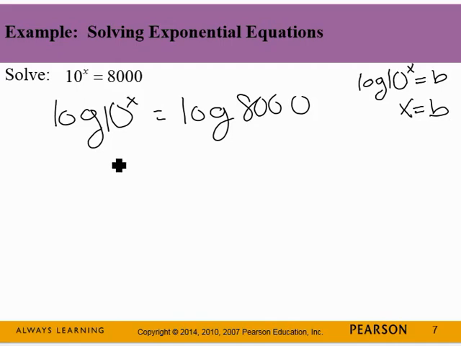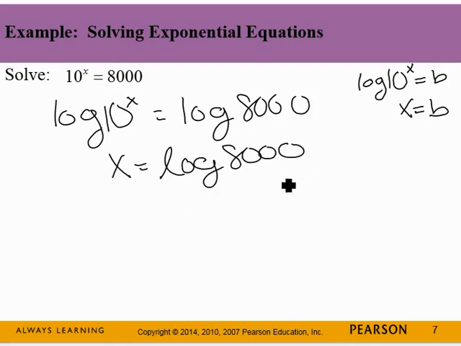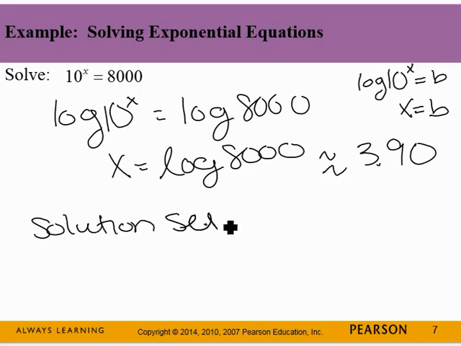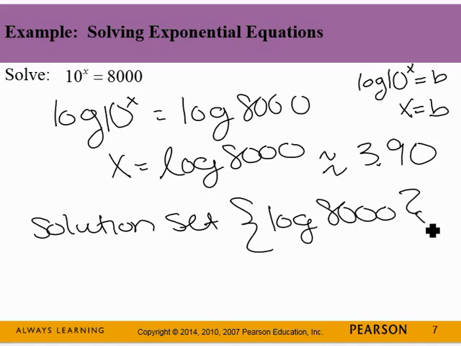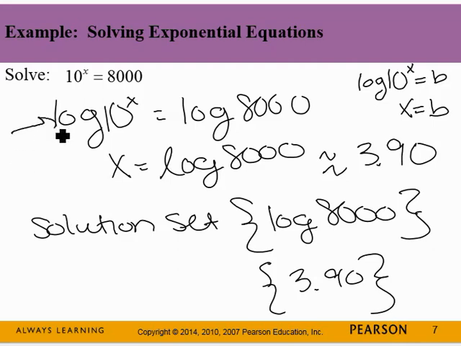So now we're just going to have x equals log 8,000, which is about 3.90. So our solution set is log 8,000 or 3.90. So you want to remember your rules from before, so this is a special case.